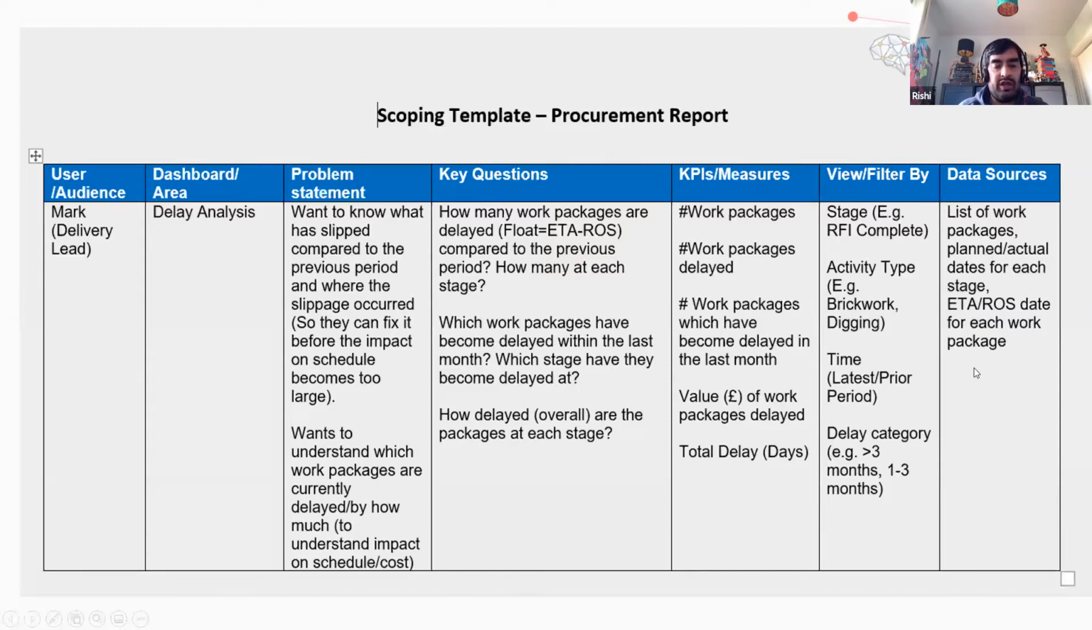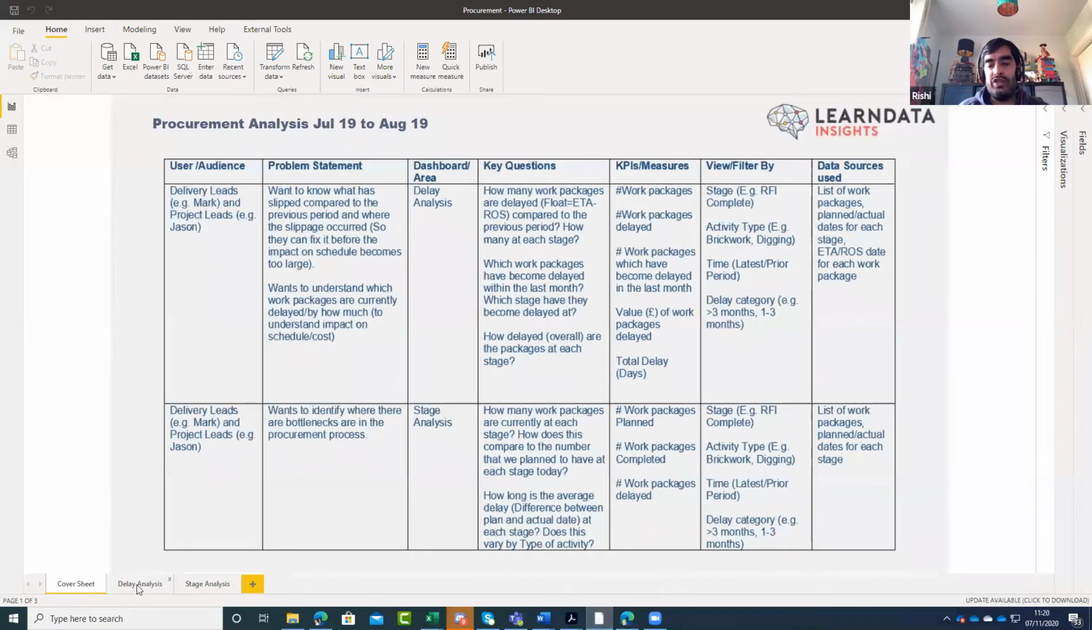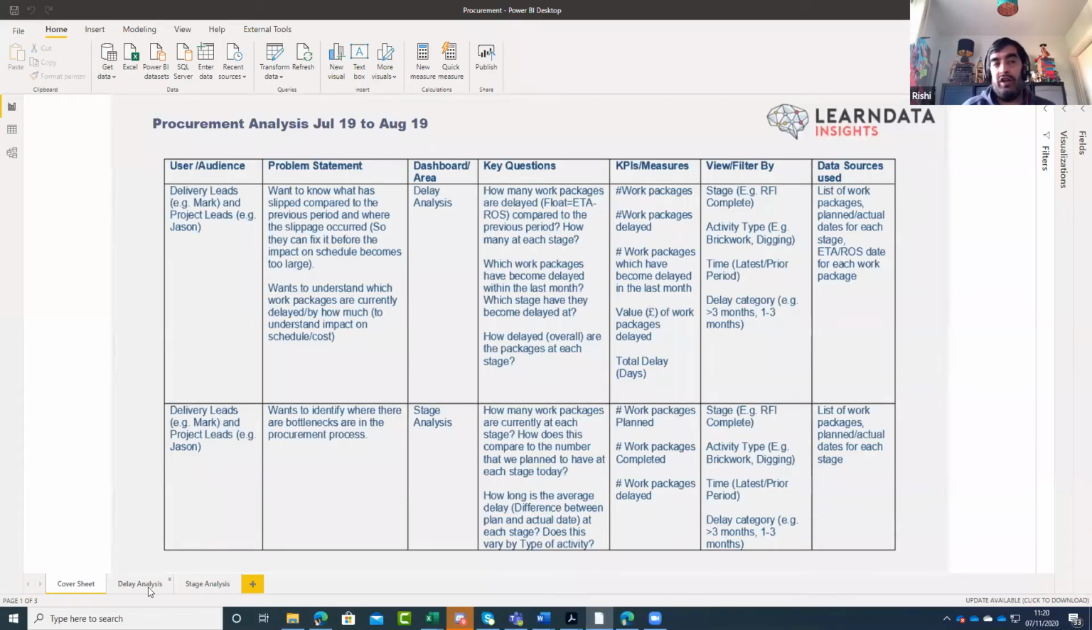What I'll do now, again, if there are any questions, obviously feel free to ask, is go through an example of a Power BI report I built based off this data, and tie it back to some of these questions. You can see what this end output might look like. It's just an example.